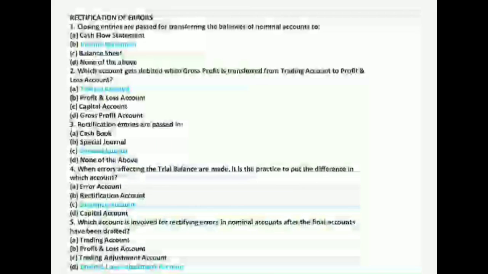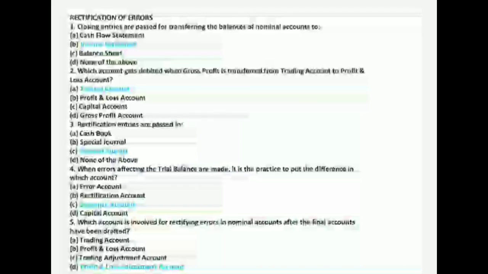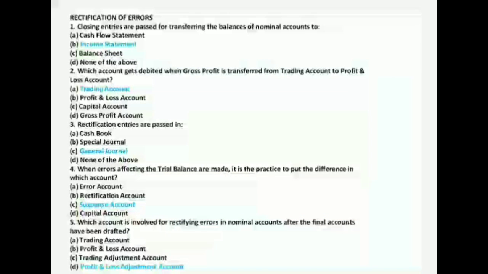Now let's see rectification of error. First question is, closing entries are passed for transfer the balance of nominal account to. Options are cash flow statement, income statement, balance sheet, none of the above. So talking about the rectification of error, closing entries are passed for transferring the balance of nominal account to income statement.